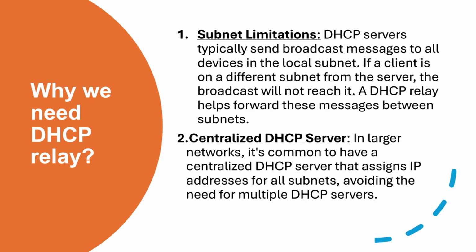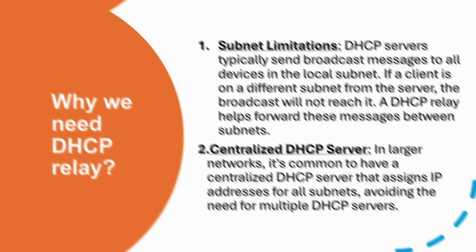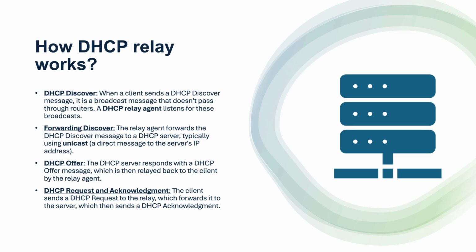Now we will see how DHCP relay works. So in this DHCP discover, client sends this message to discover the DHCP server. So sometimes the DHCP server is in another network and this message is broadcast. So in broadcast the packet will not be forwarded to another network. The broadcast is in one network only. So for this message the DHCP relay agent helps to listen to this broadcast. Now second, forwarding discover. The DHCP relay agent helps to forward this DHCP discover message to a DHCP server. This message is forwarded via unicast, meaning sent directly to the DHCP server.